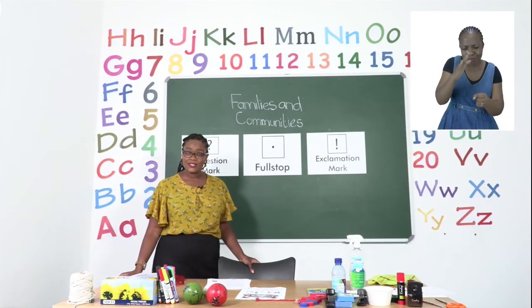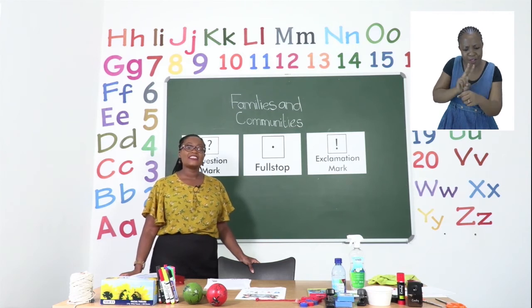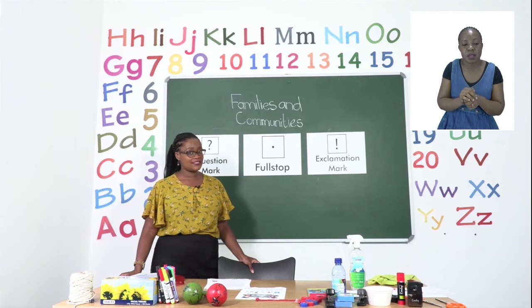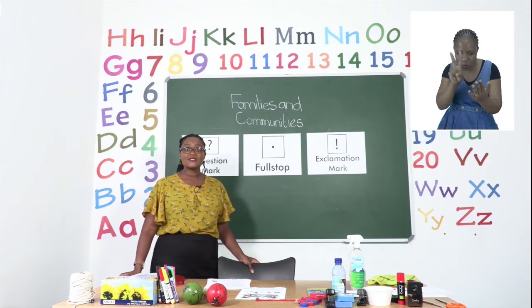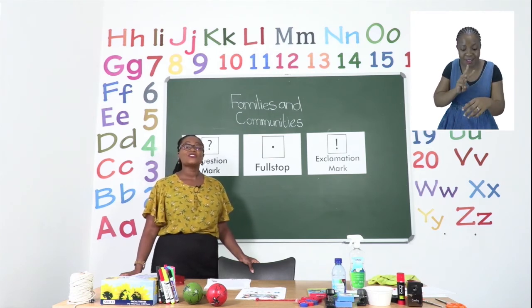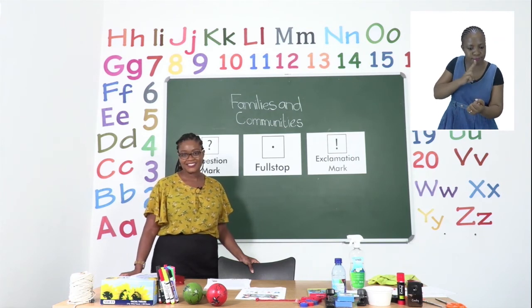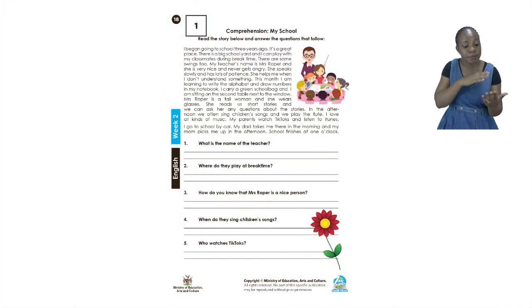Now, boys and girls, for us to understand, we need to read the comprehension again. When we read the first time, we are reading to understand the story. The second time is to try and find our answers. And then the third time that you are going to read is to make sure that your answers are correct. So let us go back to the comprehension passage. On the comprehension passage, let us read together, starting from I.